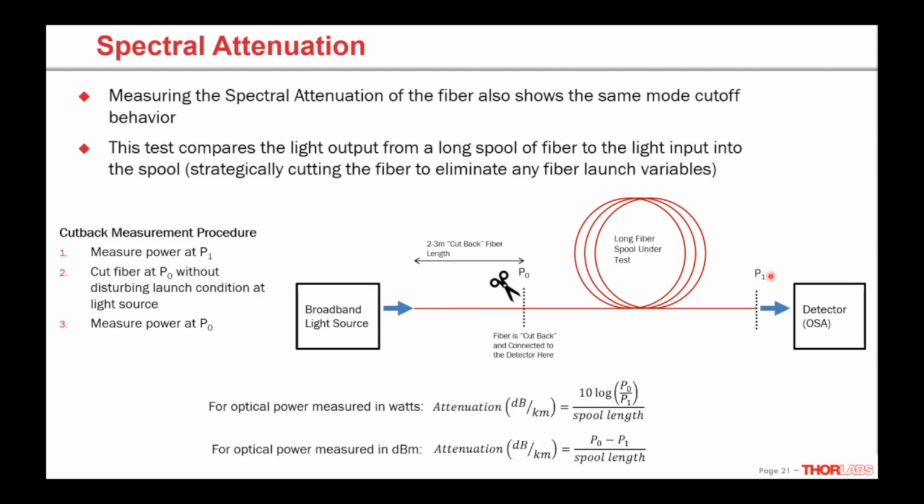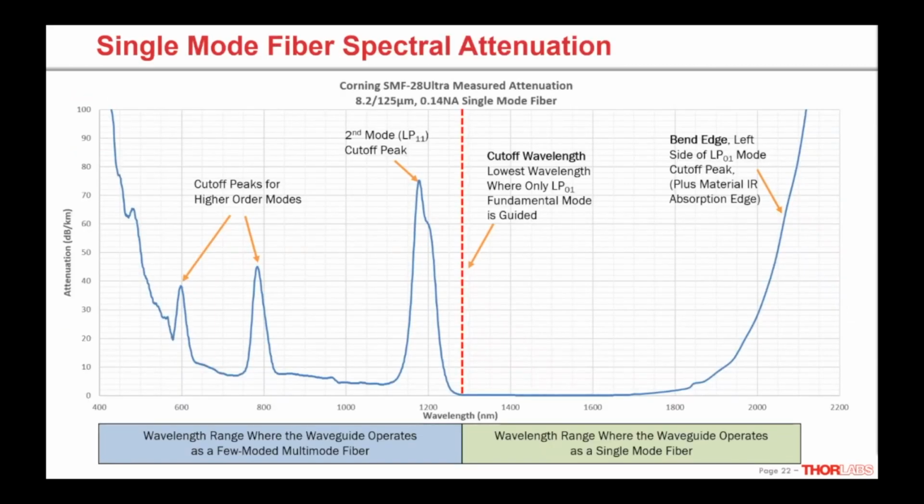Then we can compare P1 and P0, and that basically tells us how much light is lost between those two points. This is called a cutback test, and it's the standard way we would measure attenuation for a spool. We can divide that number by the length of the spool, and we can get average attenuation per meter, usually expressed in dB per kilometer. So if we do this test on our SMF28 fiber, we get a curve that looks like this, and this curve can tell us a lot.